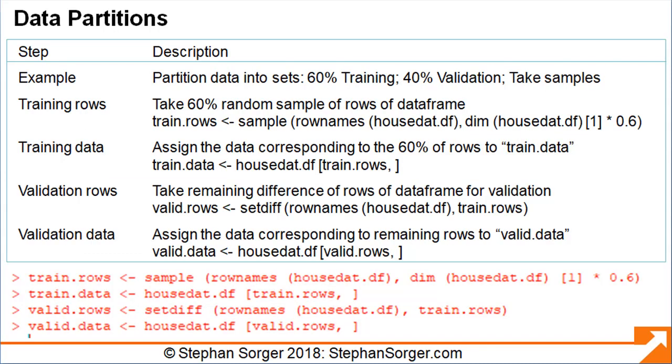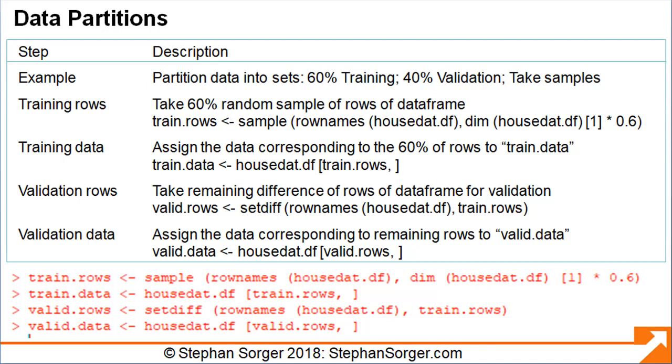We apply the information to our case example. In order to create our 60% training sample, we take a 60% random sample of the rows of our data. We invoke the sample function in order to take a random sample, with the row names term referring to the rows of the house.df data frame, the dim term referring to dimensions of the data frame, the 1 in brackets referring to rows, not columns, and the 0.6 term referring to 60%.